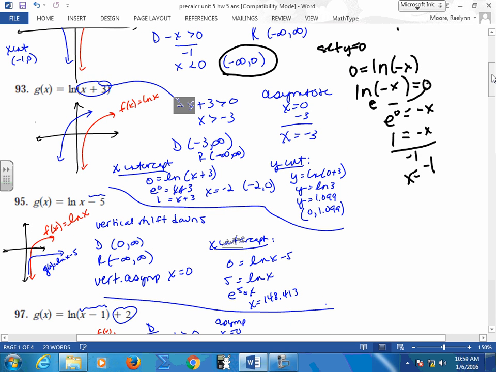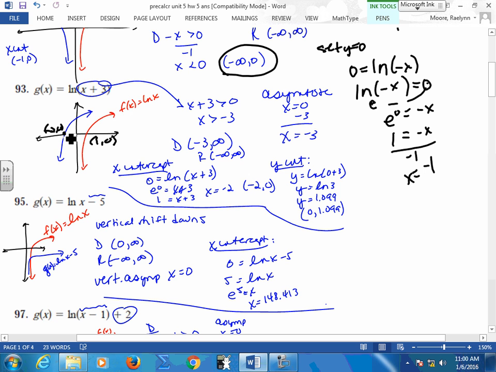Okay, the next one has a shift horizontally. It's next to the x. Next to the x goes the opposite way. Next to the x says, move this 3 units this way. Keep track of this guy. It's going to move 1 to the 0, to the negative 1, to the negative 2.